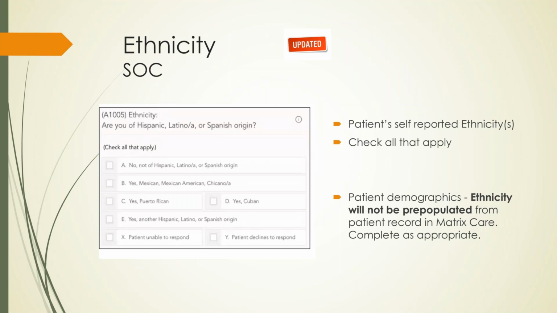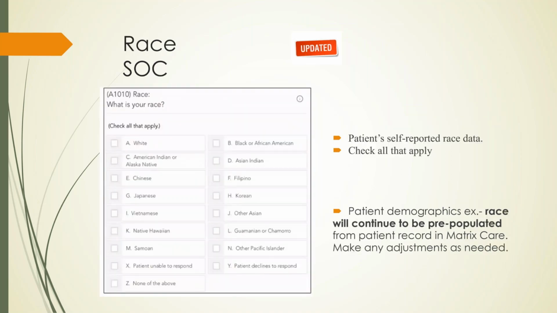And then you have race. This one is still going to be pre-populated at intake. So when you go out to admit the patient, whatever they get will be there, and you're just going to update it to whatever the patient wants. They've also expanded it, so there are 14 different choices. You're just going to make any updates. Okay, so that's that one.